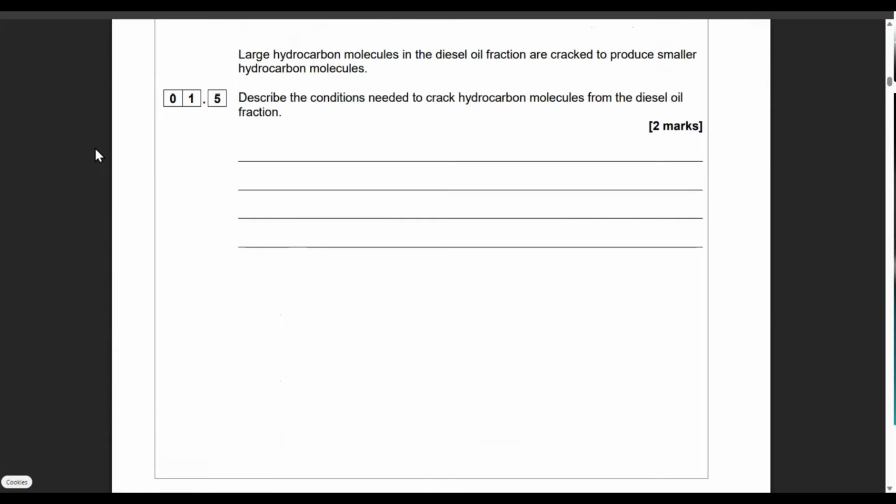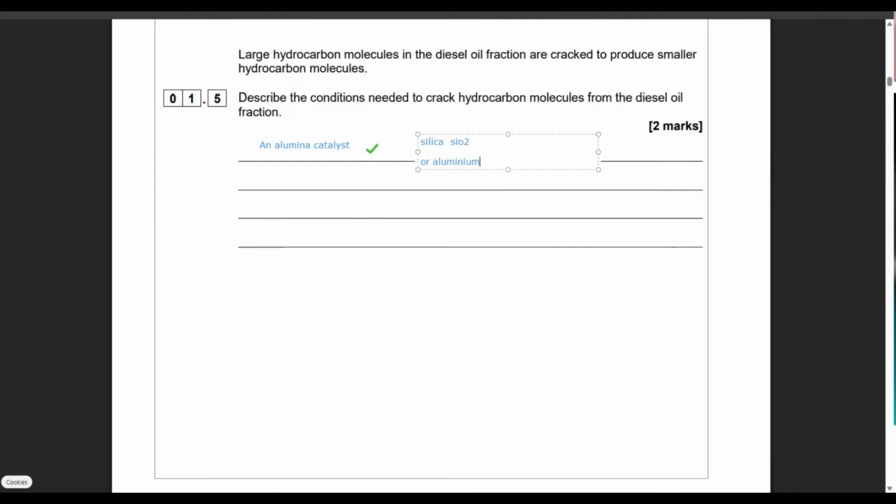They haven't done that. Right, large hydrocarbon molecules in the diesel oil fraction are cracked to produce smaller hydrocarbon molecules. Describe the conditions needed to crack hydrocarbons from diesel oil. Oh, from a diesel oil fraction. How can you make a bigger fraction into smaller fractions? We call it cracking, and you need a catalyst. So that's one of the conditions you need, a catalyst.